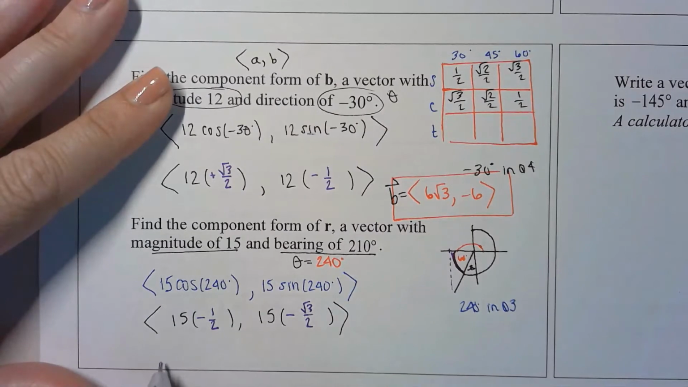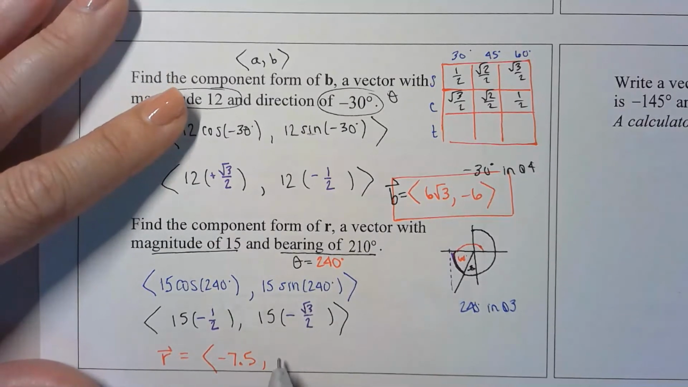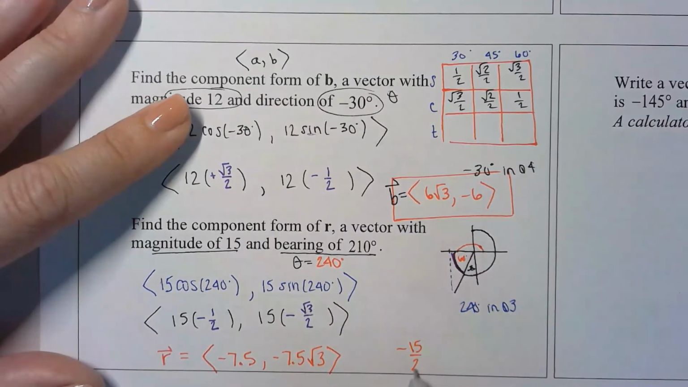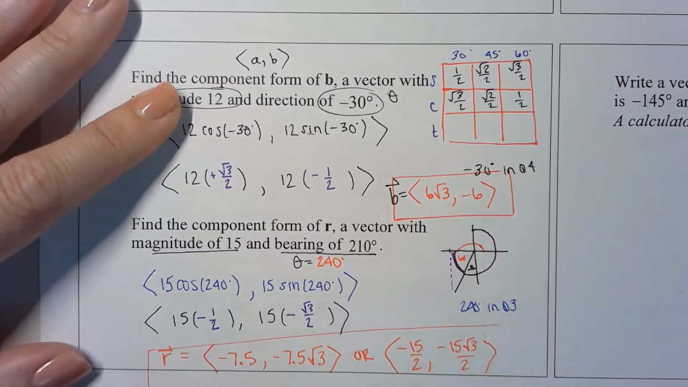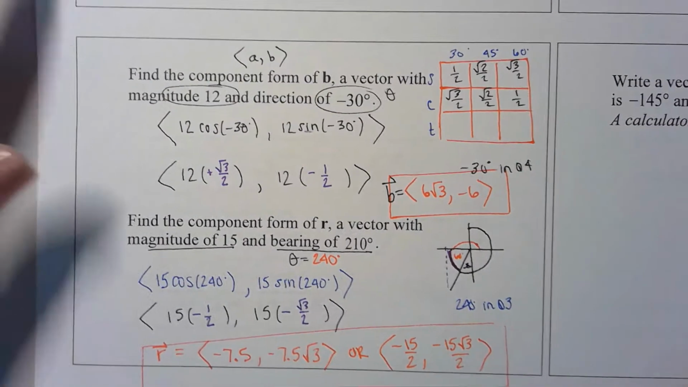Let's clean that up. So let's see, vector R is -7.5. If you want to use decimals, you could leave it as 15/2. And then let's see, I guess I should have left it, but how about -7.5 radical 3? So again, I could have written -15/2 and -15 radical 3 over 2. So decimal, fraction, either way. Okay. All right, let's take a look at this next one.